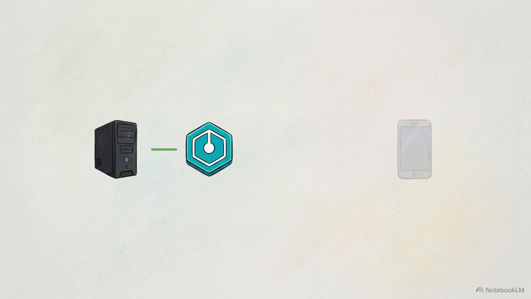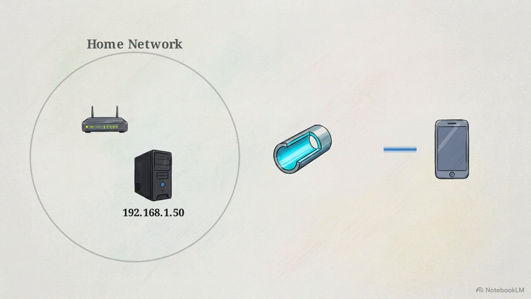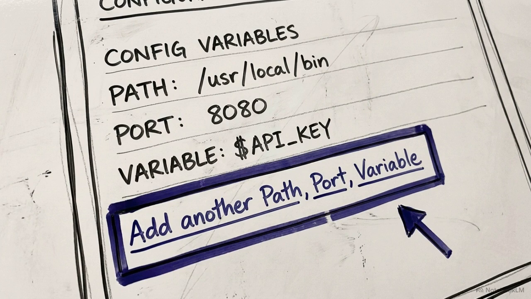However, if you tried to connect remotely right now, it would fail. The VPN doesn't yet know how to route traffic to your specific local IP addresses. To fix that, we have to enable subnet routing. This is the mechanism that allows your remote phone to request your home network's local IPs and actually find them. Go back into your Tailscale Docker configuration in Unraid.